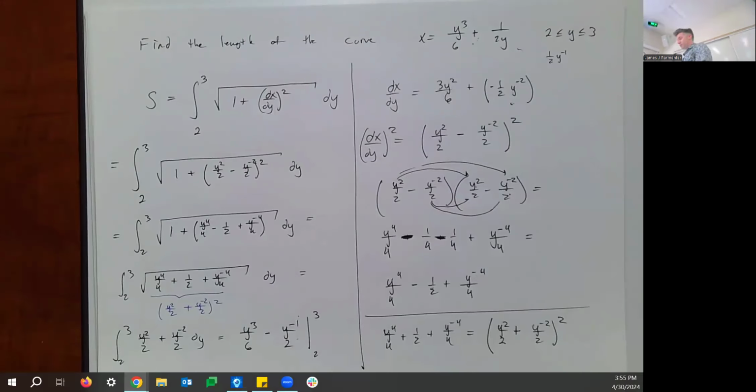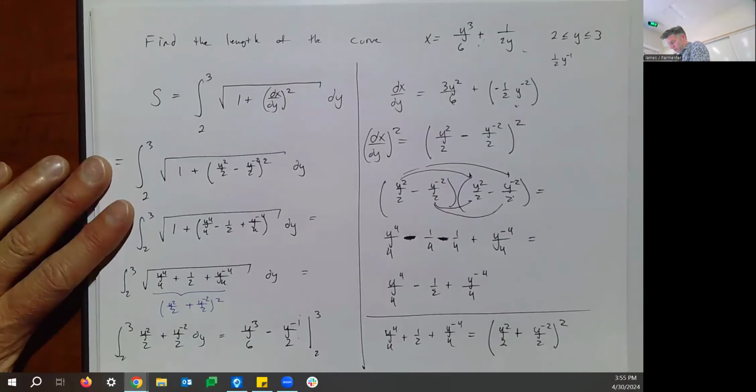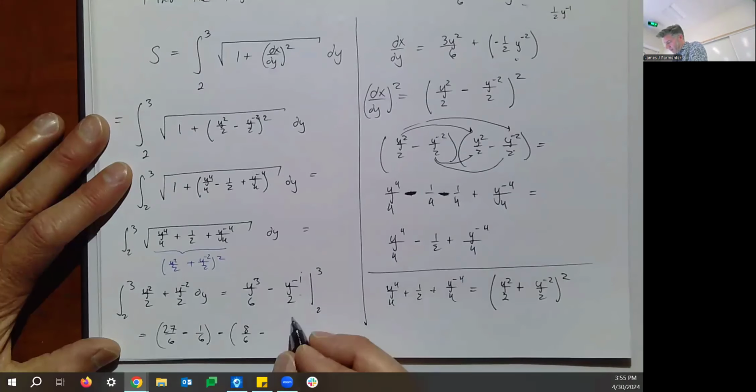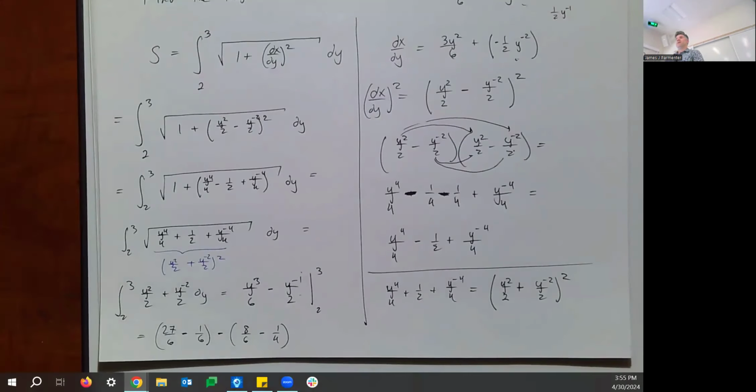So, and then we plug in and we get 27 over 6 minus 3 to the negative 1, which is 1/3, times 1/2 is 1/6. And then plugging in 2, you get 8 over 6. Minus 2 to the negative 1, which is 1/2, times 1/2 is 1/4. So not every arc-length problem works out like this, but a lot of them do.